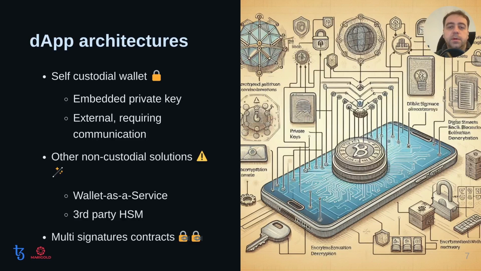Okay, for dapp architectures, we are going to see the self-custodian wallet, where the private key is embedded in your application, and how to protect this private key. Also, the solution where the private key is not on the dapp but in a wallet that is separated on another device, and how to protect that through communication. Then other non-custodial solutions, with wallet as a service and third-party HSM. And in the last part, I will talk about multi-signature on smart contracts.